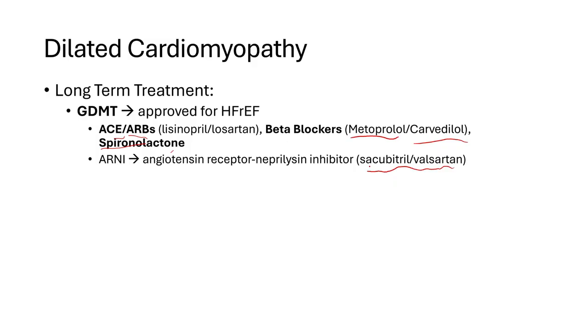Another medication that's going to be GDMT approved is going to be your SGLT2 inhibitors, such as Jardiance or empagliflozin. A lot of these end with flozin. SGLT2 inhibitors were first only used for type 2 diabetes, but now they've been cleared and they've shown benefit and decreased mortality risk in individuals with HFrEF or dilated cardiomyopathy.